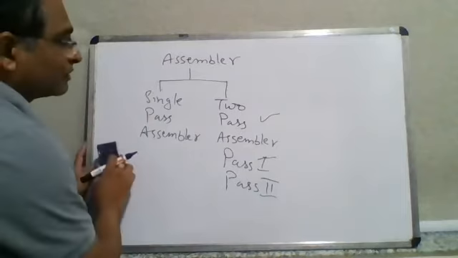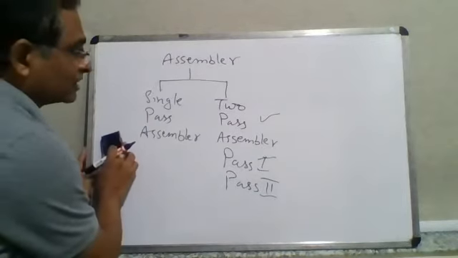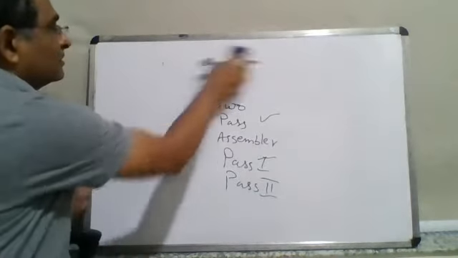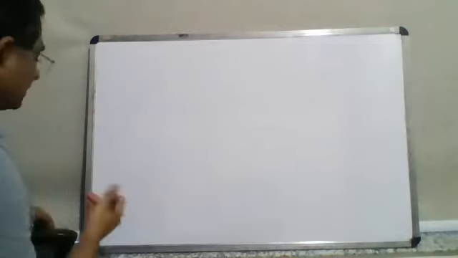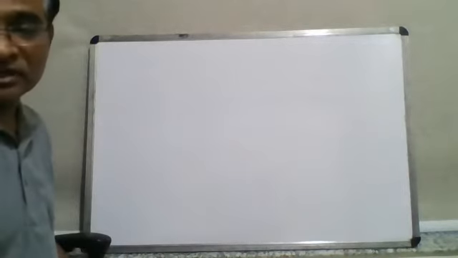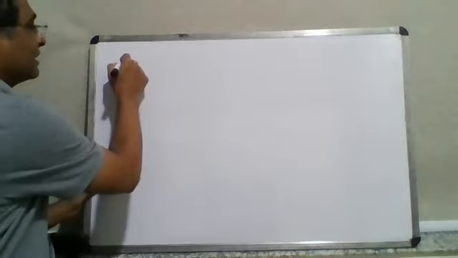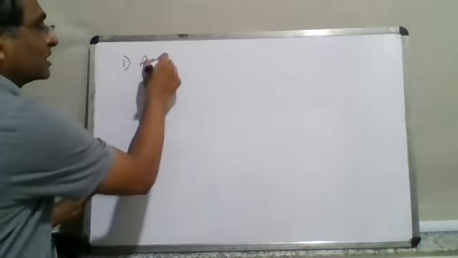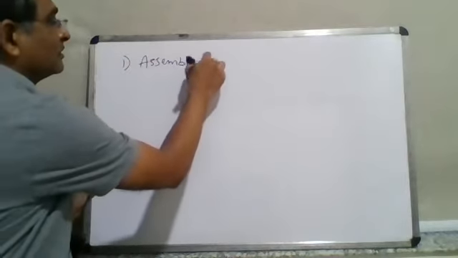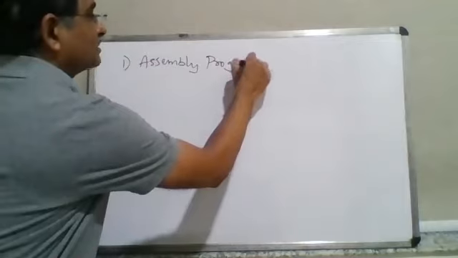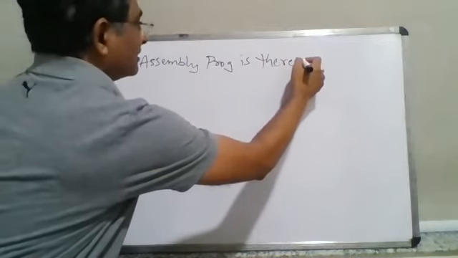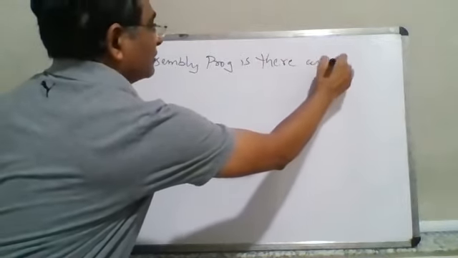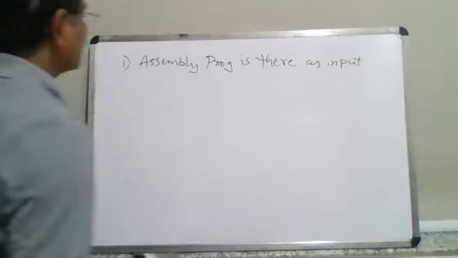Let us see what the various data structures involved in this are. In any assembler, there are data structures which are required. The first is the assembly program, which is going to be there as input. For any type of assembler, it is there as input, so this is common for everything.